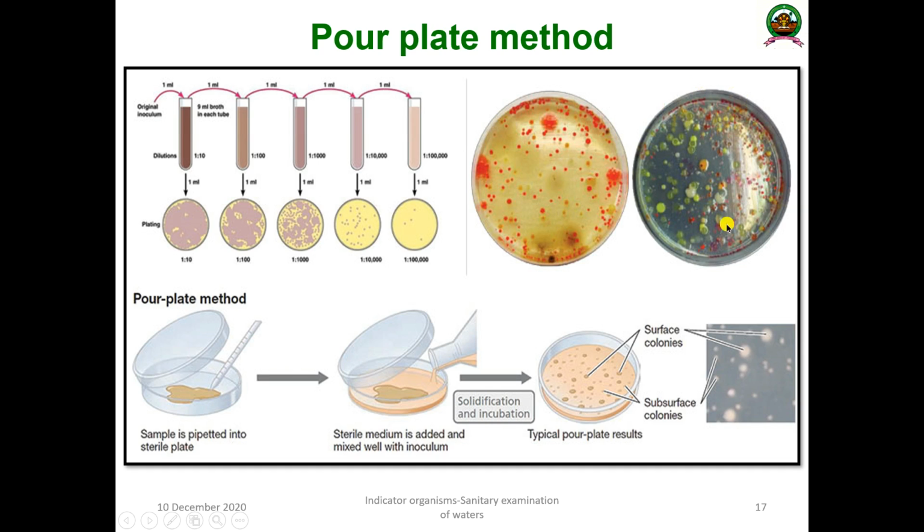In this Petri dish you can see it originally, like this. Likewise for all the tubes. Next day you will be able to see this one: 1:10, 1:100, 1:1000, 1:10,000, 1:1 lakh. Count the number of colonies in all the plates and divide by the dilution, 1, 2, 3, 4, 5.